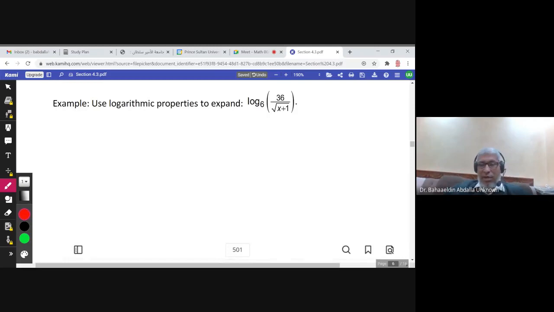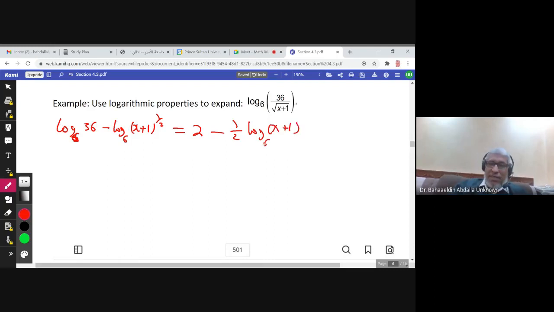Let us do this one. Expand. So again, I have a quotient. So I will write it log 36 to the base 6 minus log x plus 1 to the power half, which is square root of x plus 1 to the base 6. And now I can use the power rule, and I can use the fact that log 36 to the base 6 is 2, because 6 squared is 36. So the answer would be 2 minus half log x plus 1 to the base 6.